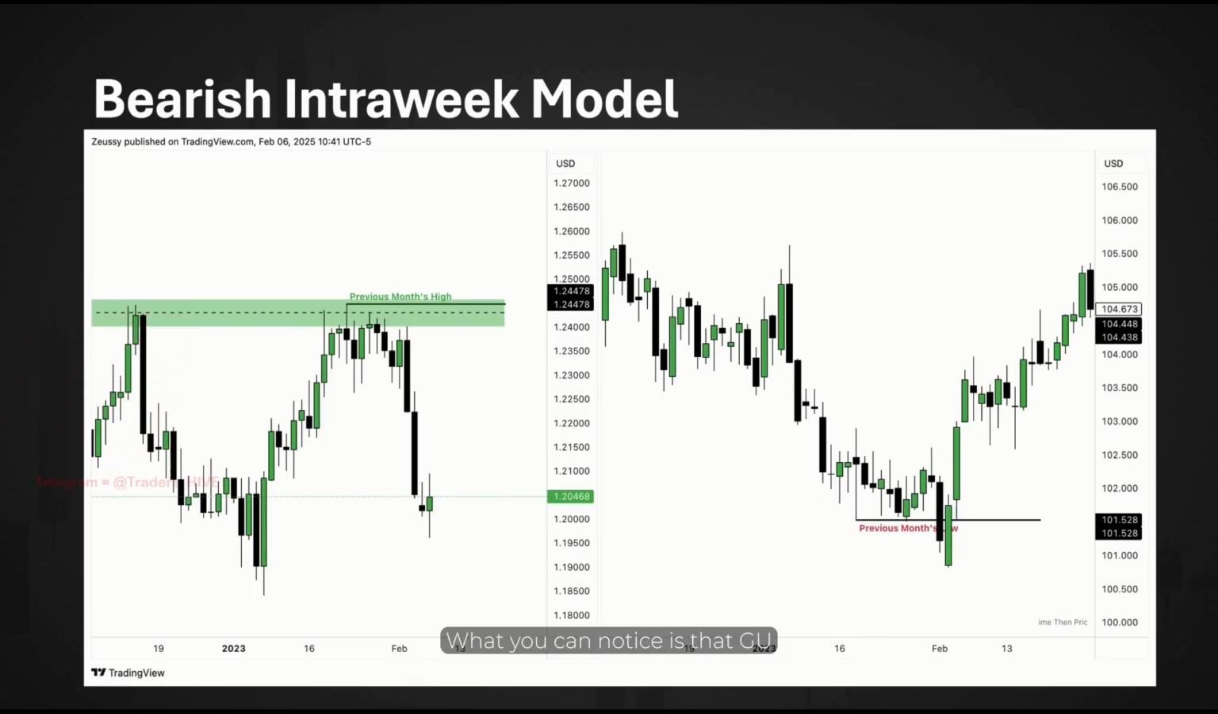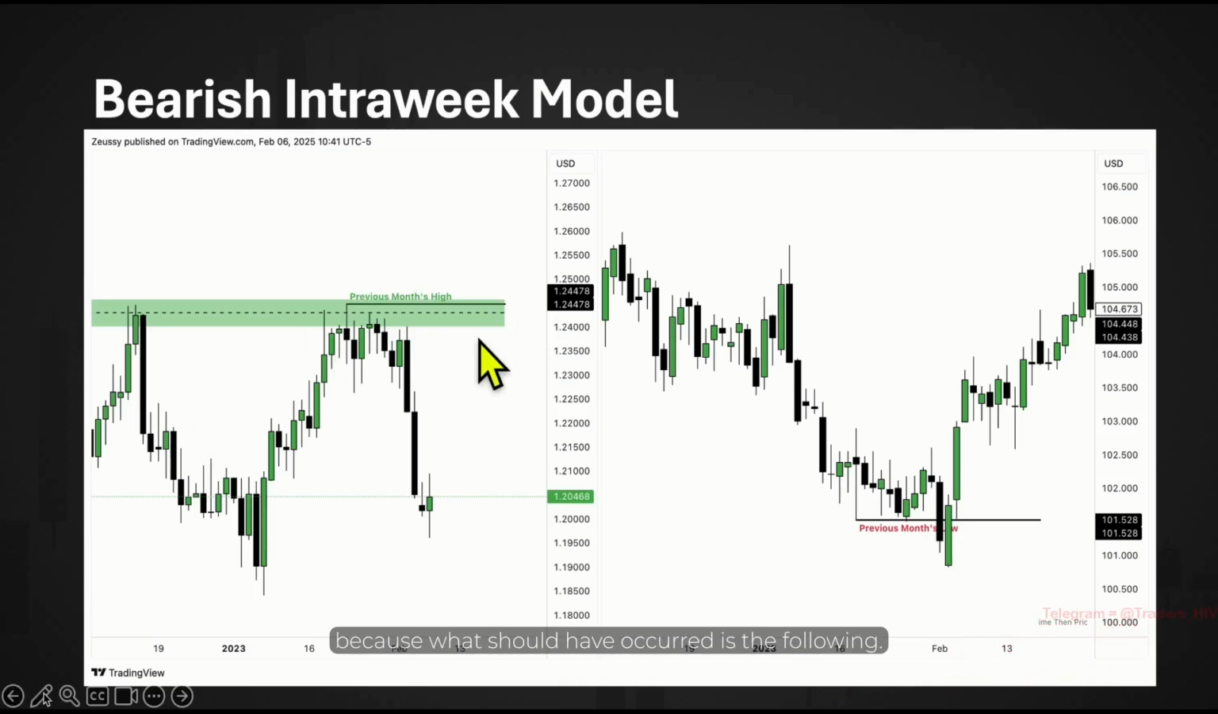What you can notice is that GU created a lower high relative to that previous monthly high, whilst the dollar creates a lower low relative to that previous monthly low. This right here, guys, is SMT relative to that monthly high on GU, or that monthly low on the dollar, of course depends on how you view it.